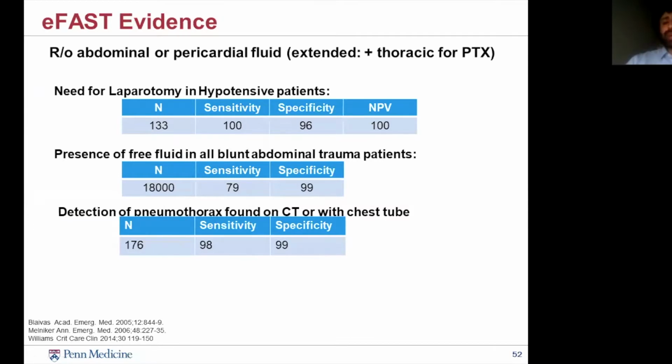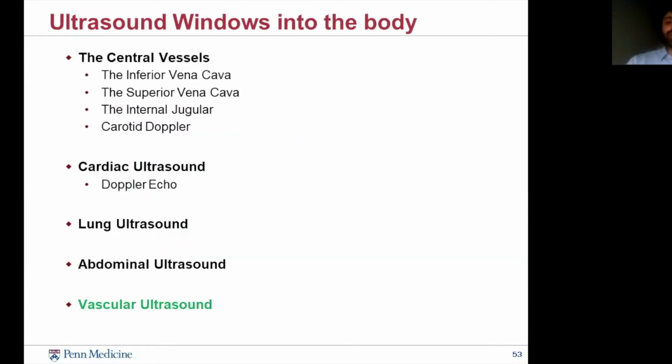In a meta-analysis, if you look at any patient who's hypotensive, this predicted whether or not they were going to need surgery, or if they had intra-abdominal fluid, with 100% sensitivity and 100% negative predictive value. If you look at all blunt trauma patients, not just the ones who are hypotensive, it still is incredibly specific, if not quite as sensitive. And we already talked about the fact that a pneumothorax is easy to assess, or at least reliably assessed with ultrasound.